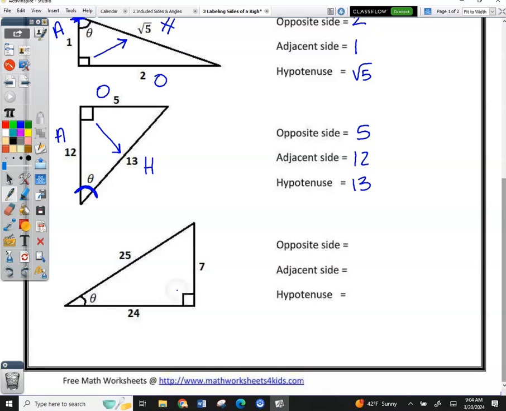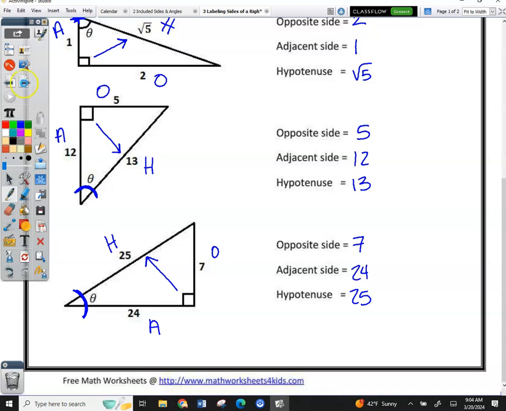So we have right angle to the side farthest away. That's the hypotenuse, sorry. Then from theta, the side farthest away is our opposite, and the one next to it is our adjacent. Are there any questions on labeling?